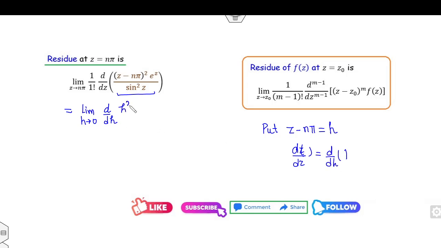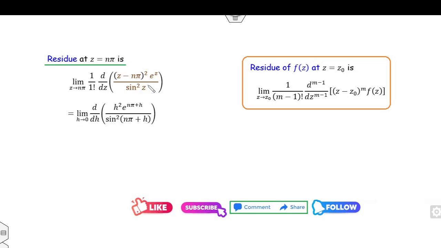So I can write h square e raised to power n pi plus h divided by sine square of n pi plus h. Otherwise you have to write the term minus n pi plus n pi in the denominator, which will take a lot of calculations. So it is better to change them. Now can you find the value of the numerator?